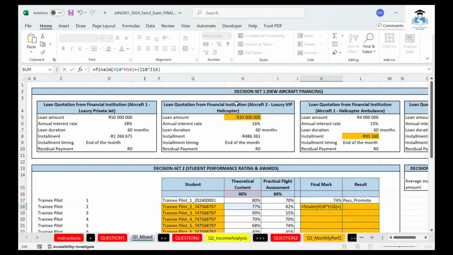No, that's not what we are doing, because what we want is the total. We get the total like the simple example of how you calculate your year mark and your exam mark. This is the same thing we are doing here. In your head, you know this is my final exam mark, but how am I going to calculate it? I've got 40% the theoretical content, and the practical assessment. So that's what we are doing.